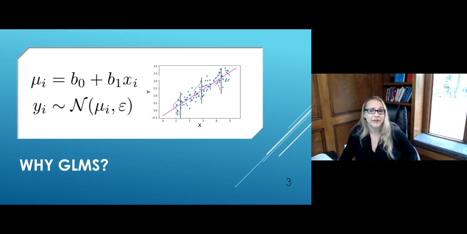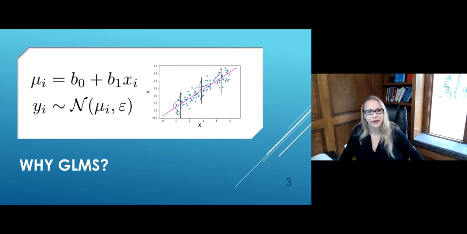Let's start with why we even need a generalized linear model. If you recall from regression, if we have the data points that we see here in blue, what we are doing with regression is we are trying to fit a line that minimizes the sum of squared errors and our expected value of y to fall on this purple line that you see here. The mean is going to fall right on the line, and the errors are expected to be normally distributed around that mean. And so that's what we see here.